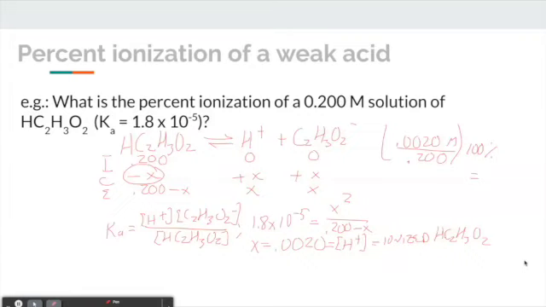It's not going to be much. 0.002 divided by 0.2 is 0.01. So if I multiply by 100, I'll have 1. So this is 1% ionized, 1.0 I should probably put. Not much ionized, and that's typical because it's a weak acid.